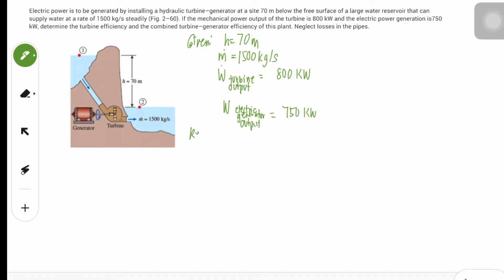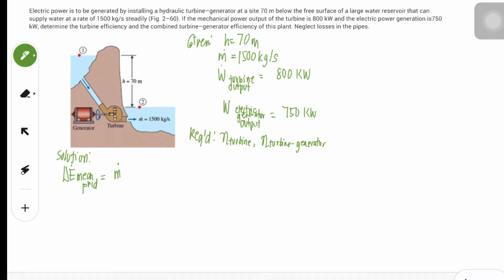So the required here is the efficiency of the turbine and the efficiency of the turbine generator. Solution. We all know that the energy of a mechanical system of a fluid is equal to the mass times the quantity.